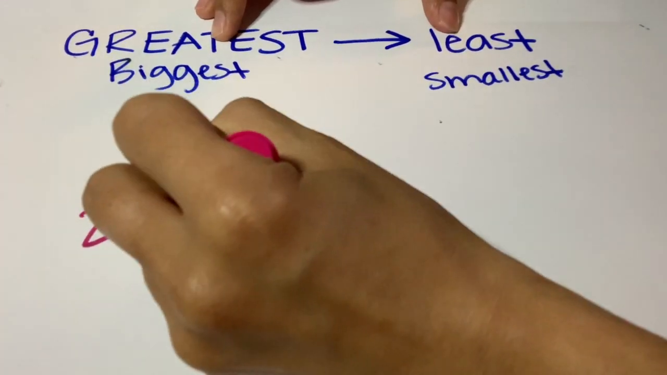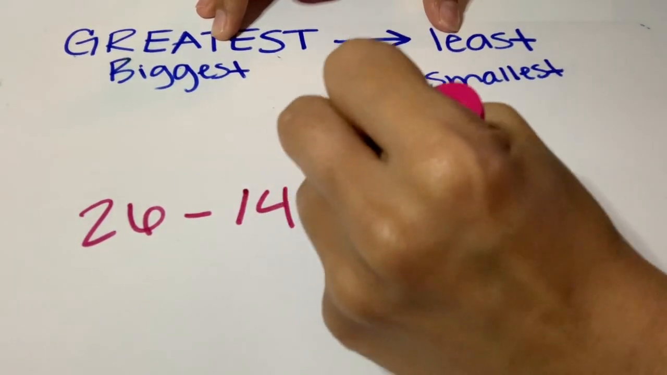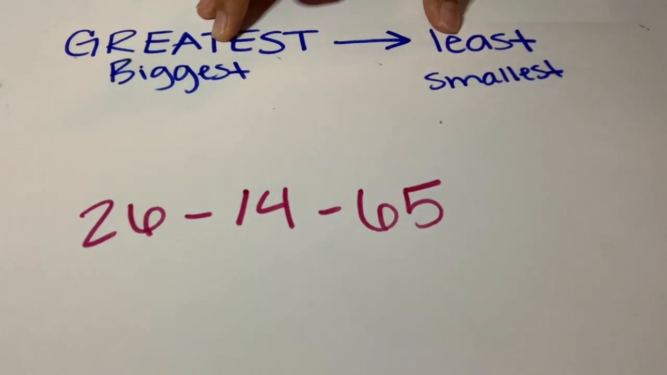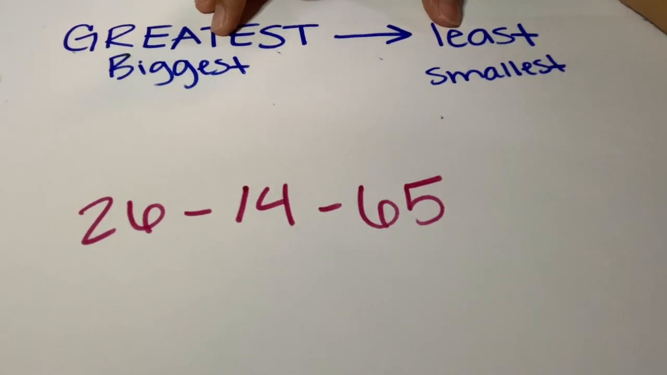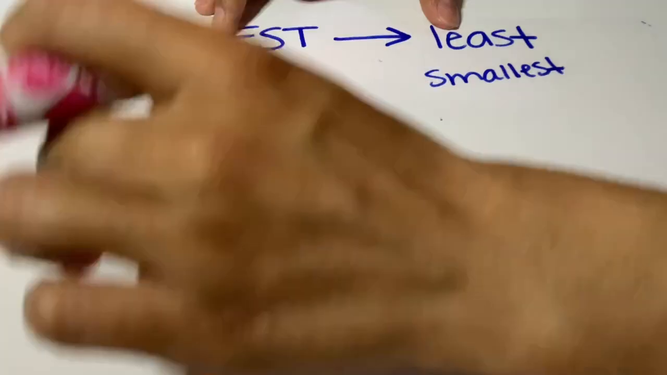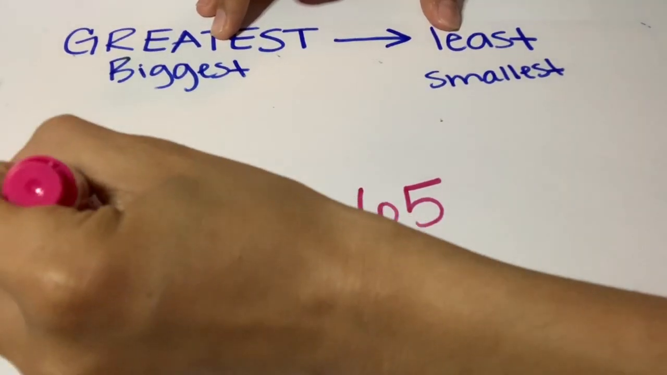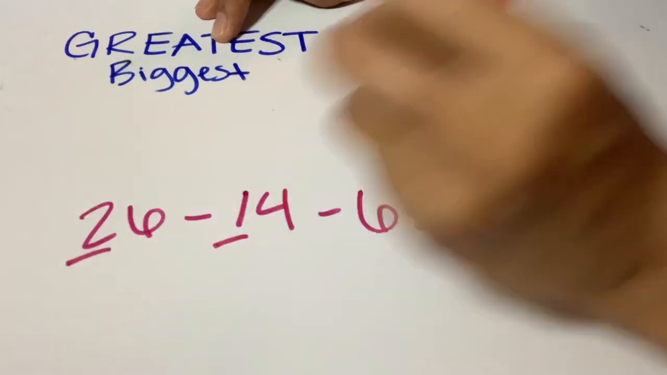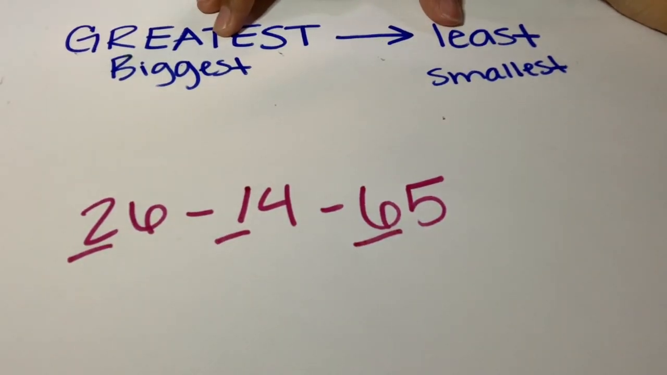26, 14, and 65. Okay? So just like when we put our numbers in order from least to greatest, we're going to look at the tens place. Okay? So we have the 2 in the tens place, we have the 1 in the tens place, and then we have the 6 in the tens place.